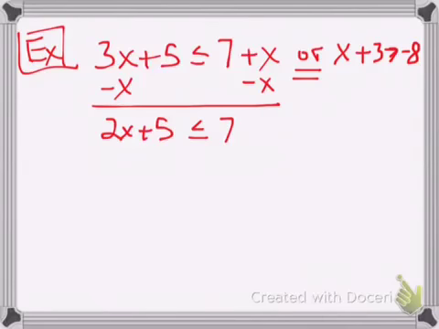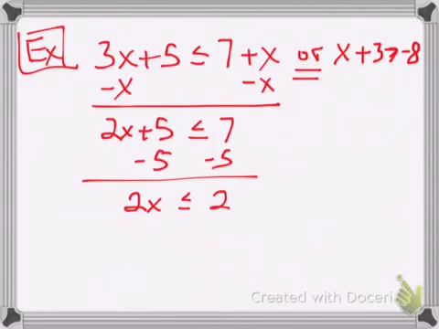Next, subtract 5 from both sides. And that will give me 2x is less than or equal to 2. Divide both sides by 2, we get x is less than or equal to 1. Okay? Is everybody good with that? The other one's quick and easy, right? What is it? Subtract 3 from both sides and we get x is greater than negative 11.